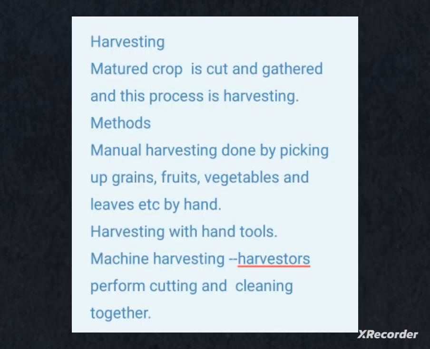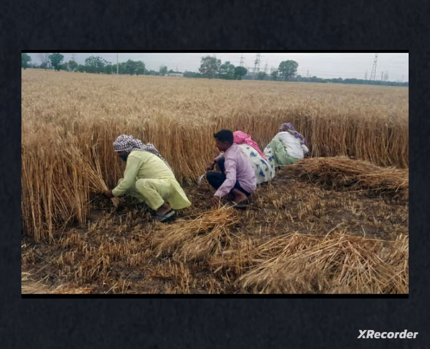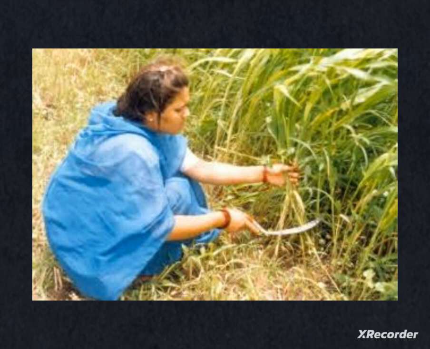Let's know about the different methods of harvesting, how this harvesting exactly is done. The first one among these is manual harvesting. This hand harvesting is a technique which is done by hand picking grains, fruits, vegetables, leaves, etc. Now, harvesting with hand tools. Crops are harvested by farmers using a few tools like a little axe, a big axe, a derrat, a grand saw, a small sickle, etc.